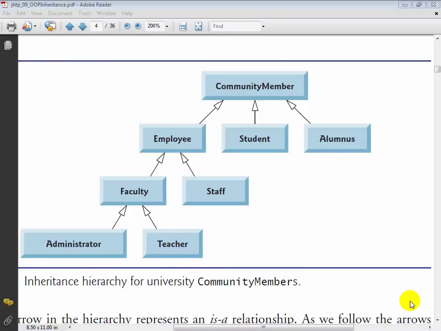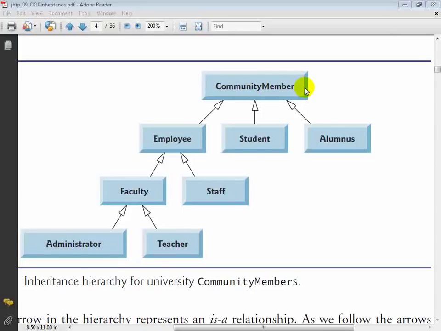We begin our discussion of inheritance with this so-called UML class diagram, which expresses the relationships between a bunch of classes in a hierarchy that begins with a class called community member. And this is what we call a UML class diagram. And at the top of the diagram is what we call the superclass of the hierarchy, or in some programming languages people refer to that as the base class of the hierarchy.